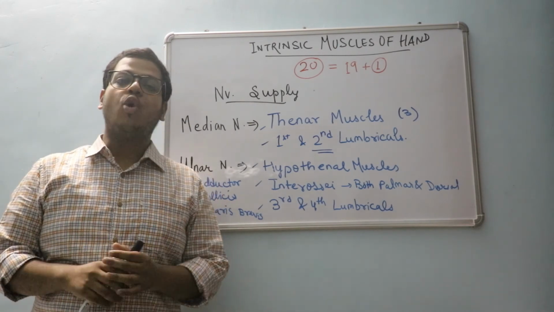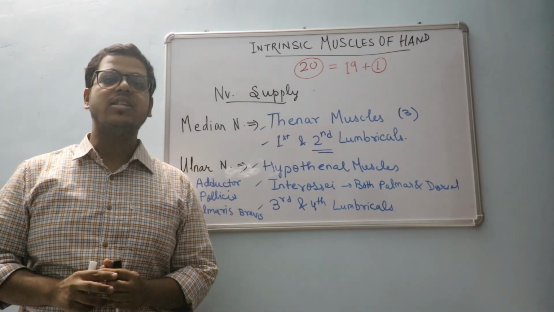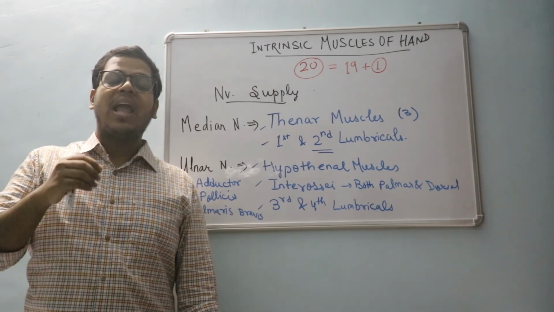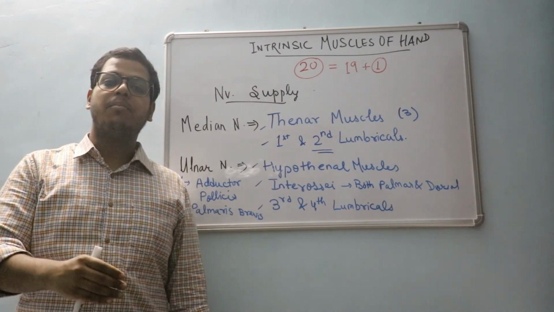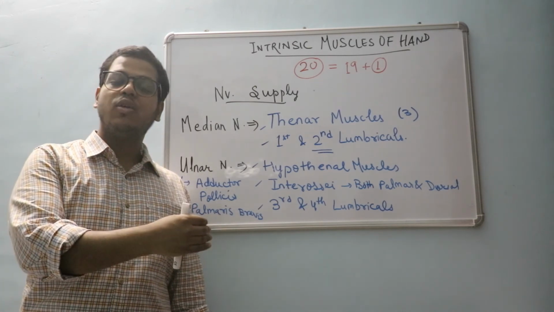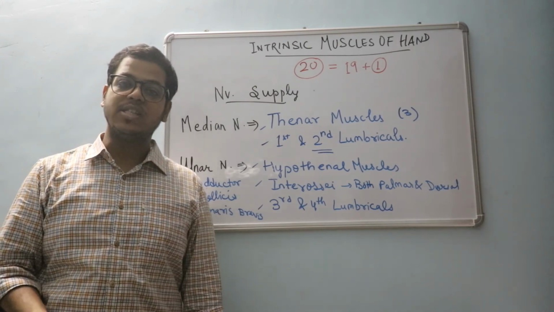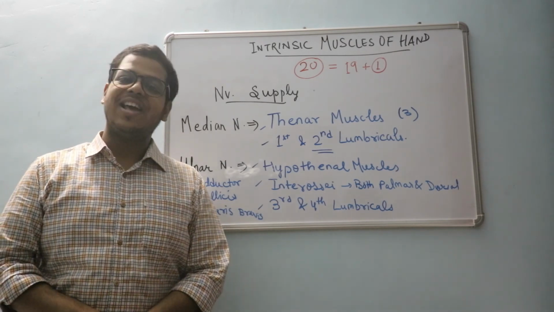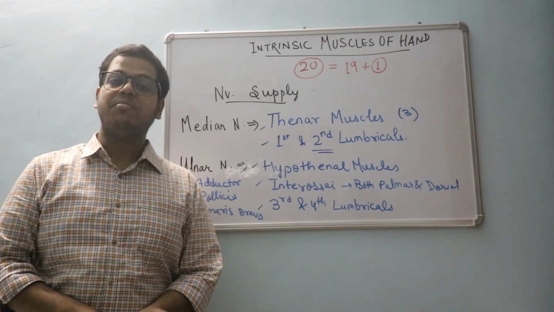Okay? So that is all about the intrinsic muscles of the hand, and also we have discussed the extensor retinaculum and the muscles that are coming from the extensor compartment, the extrinsic muscles of the hand which pass the extensor retinaculum through the 6 compartments. So we are done with the intrinsic muscles of the hand and the extrinsic muscles that are coming in the extensor retinaculum.